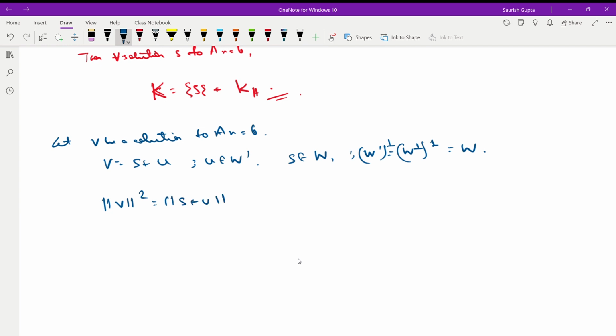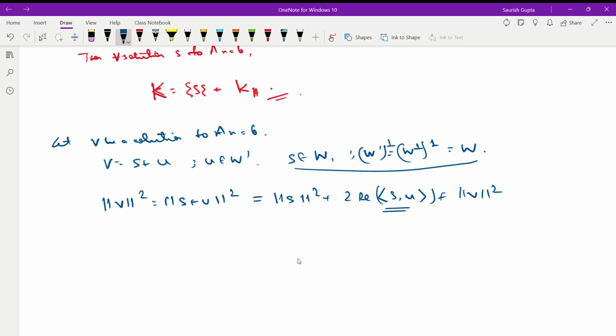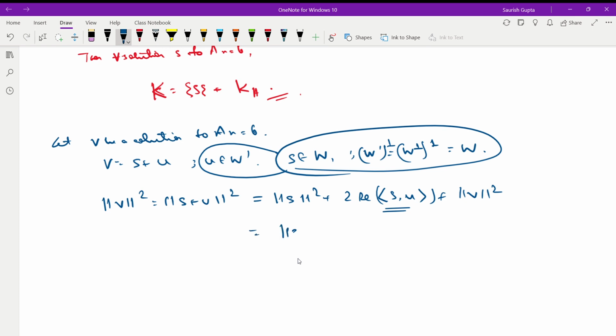Therefore, if you consider the polarization identity, suppose we consider the norm of V squared, it will come out to be norm of S plus U whole squared. Then in the middle part, you will have 2 times the real part of the inner product of S and U. You will get norm of S squared plus 2 times the real part of the inner product of S and U plus the norm of U squared, but the middle term will become 0 from here, right? So it will be simply norm of S squared plus norm of U squared.